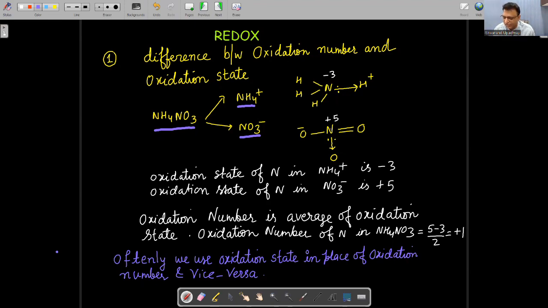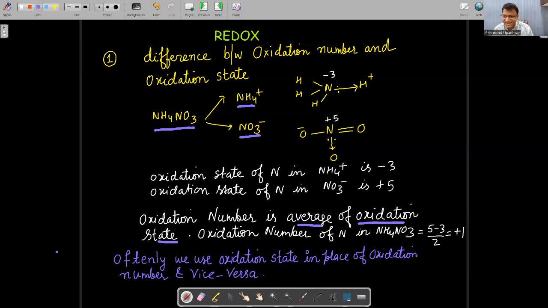But when we are talking about oxidation number, it is the average of oxidation states. So if we calculate the average of oxidation state in ammonium nitrate, there are 2 nitrogen atoms. One nitrogen atom is present in +5, the other nitrogen atom is present in -3, and divided by the number of atoms of nitrogen, the average oxidation number is +1. So +1 is the average oxidation number.